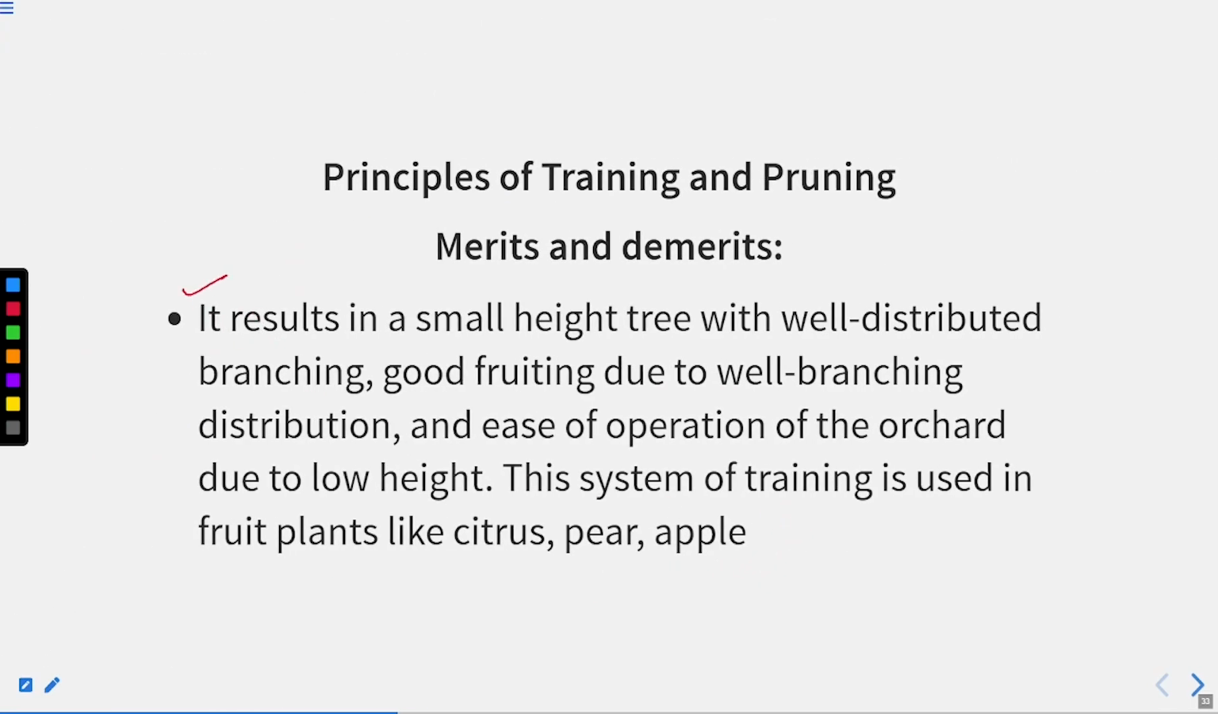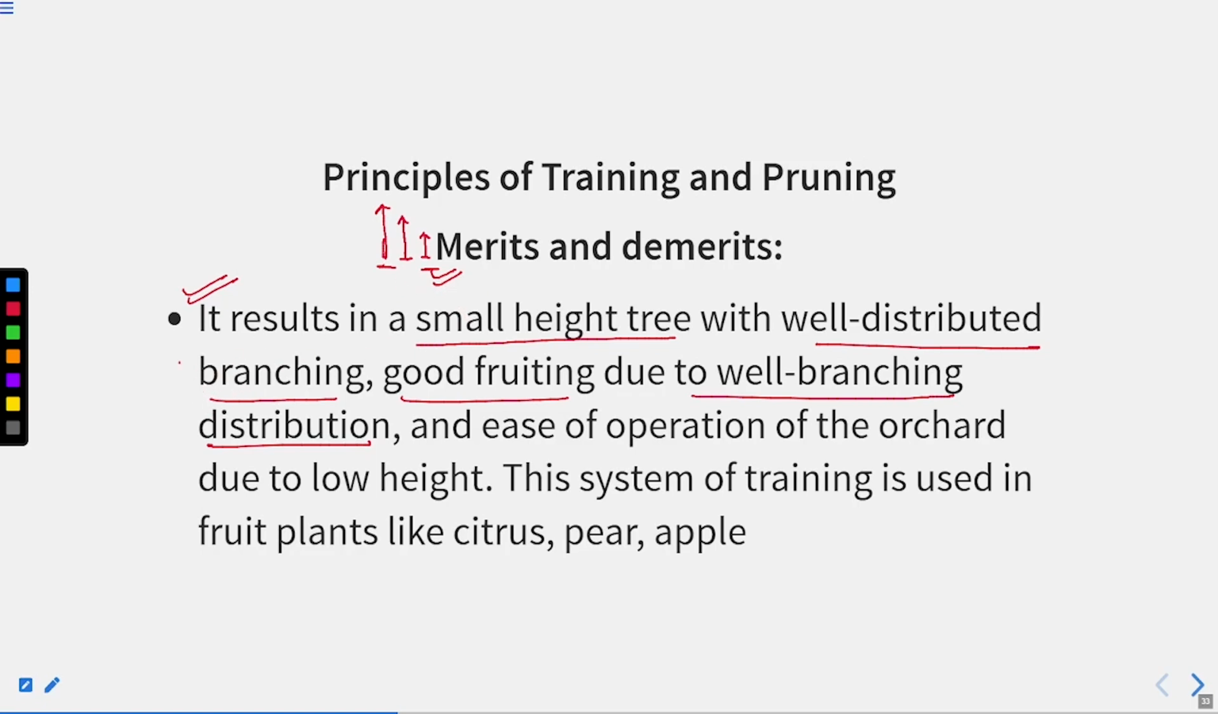Now, what are the merits and demerits? It results in a small height tree with well distributed branching, good fruiting due to well branching distribution. So it is in between the first two methods. In the central leader system, it is having a very high tree, and in the second type, it is having a short height tree. Now this will have, in between these two, the height of the tree in this method, in between the first two methods.